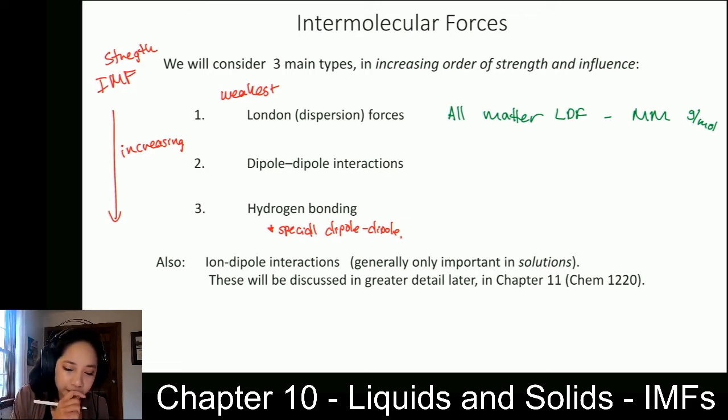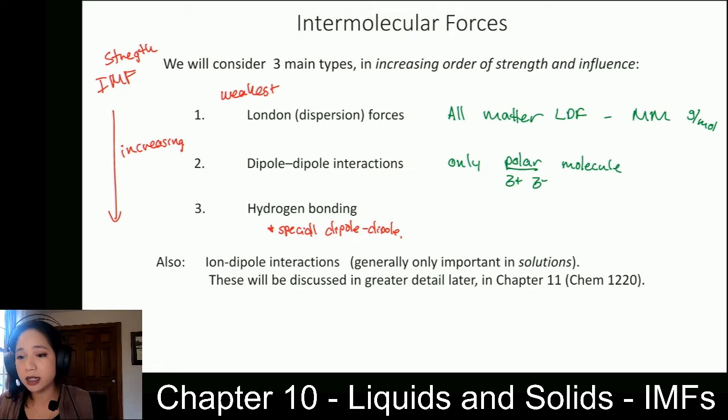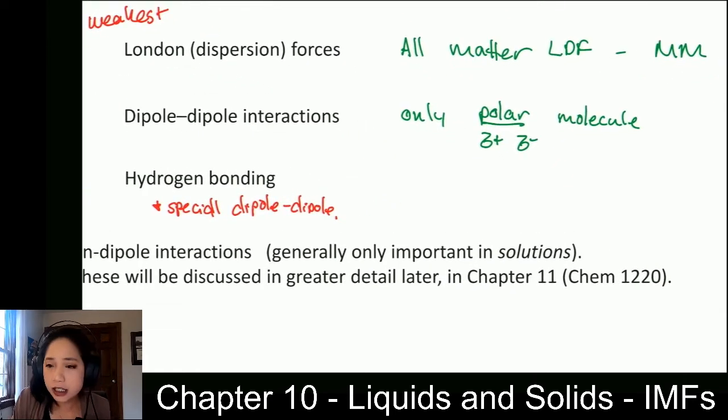Dipole-dipole interactions, excuse me, are only applicable in polar molecules, samples that contain polar molecules. So polar meaning that there is a difference in electronegativity or an overall dipole moment. So we need to have a partially positive end and a partially negative end on the molecule itself that makes up the sample.